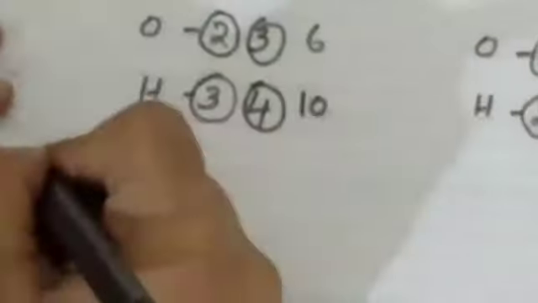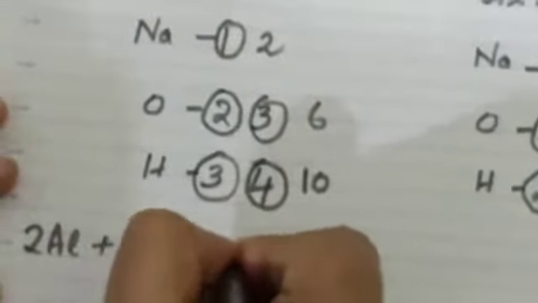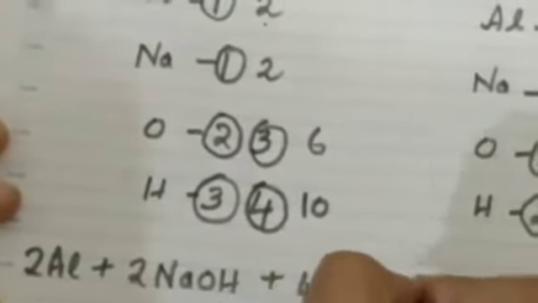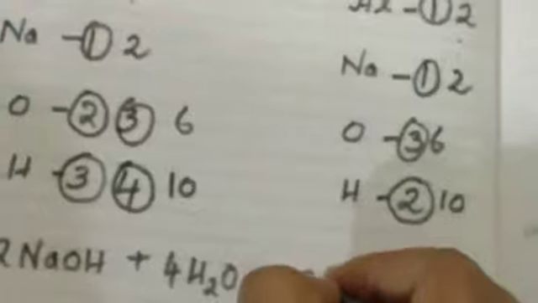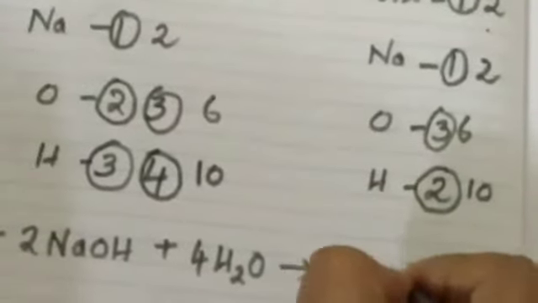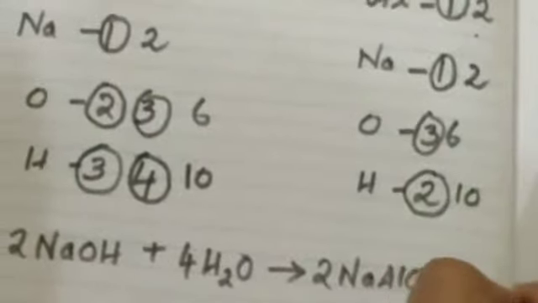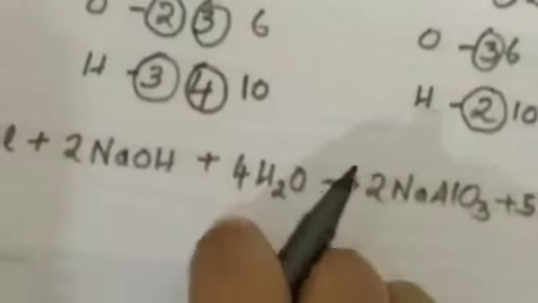So the equation is balanced, and the balanced equation is 2Al plus 2NaOH plus 4H2O gives 2NaAlO3 plus 5H2. Now the equation is balanced.